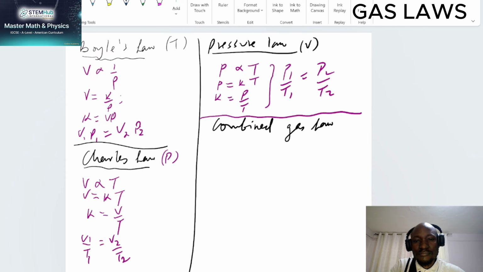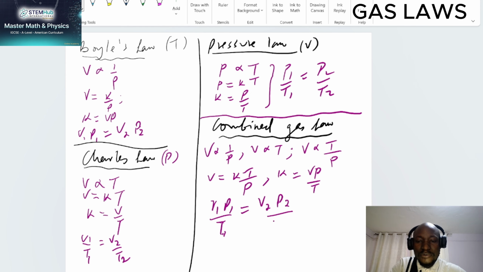The combined gas law, I'm going to use Boyle's law and Charles' law. Remember, volume is inversely proportional to pressure, and the same volume is directly proportional to temperature. So if we combine these two statements, we can have, therefore, that volume is directly proportional to temperature, but inversely proportional to pressure. If we introduce a constant to replace the proportionality sign, we shall have V is equal to KT all over P. So if we have K alone, we can say K is equal to VP over T. For a compared medium, we always say that V1 P1 over T1 is the same as V2 P2 over T2.